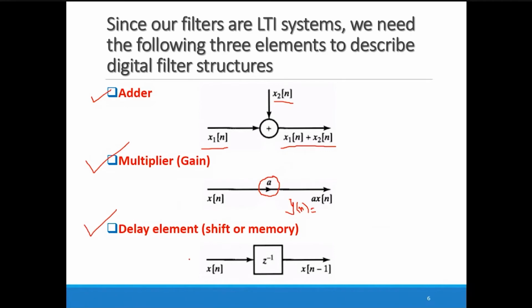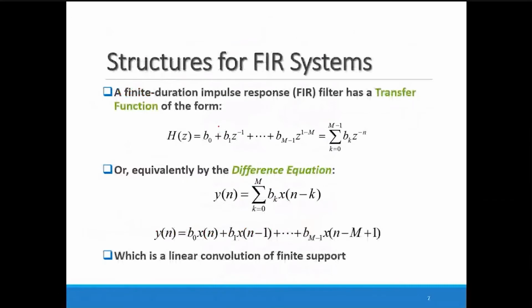Last one is the delay element, or shift, or memory. Here x(n) will pass through this delay element, that is z inverse. What happens when you apply z inverse? It is delayed by 1. If I am using z raised to minus 2, you get x(n minus 2). Okay, so these are the three elements we use for the implementation of LTI structures. Whatever structures we will learn in this chapter, only these three elements are used: adder, multiplier, and delay elements.